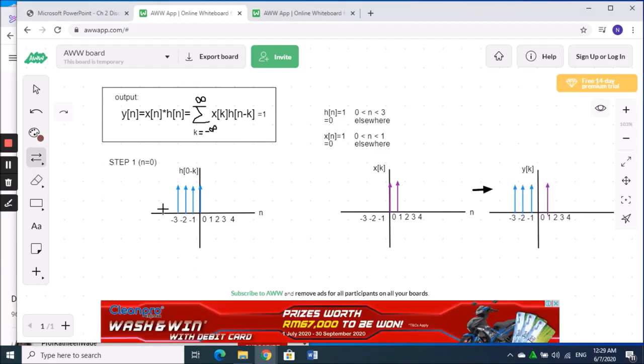The first step is n equal to 0. So h[0 minus k] will be reversed from before, and the input will be the same. The output will be the combination at 0 here, so the output will be equal to 1.